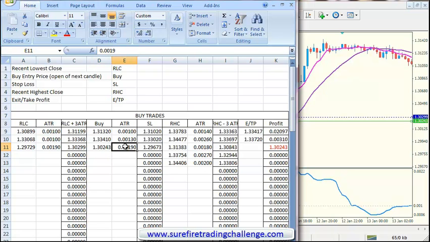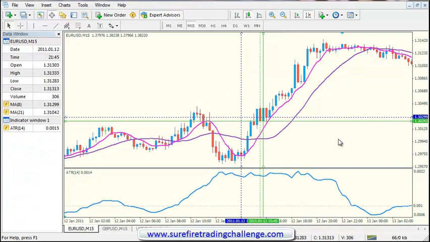So 3 ATRs from my buy entry price is at 1.29673. Let's have a look. Just in case this trade goes against me, then I'll be stopped here.